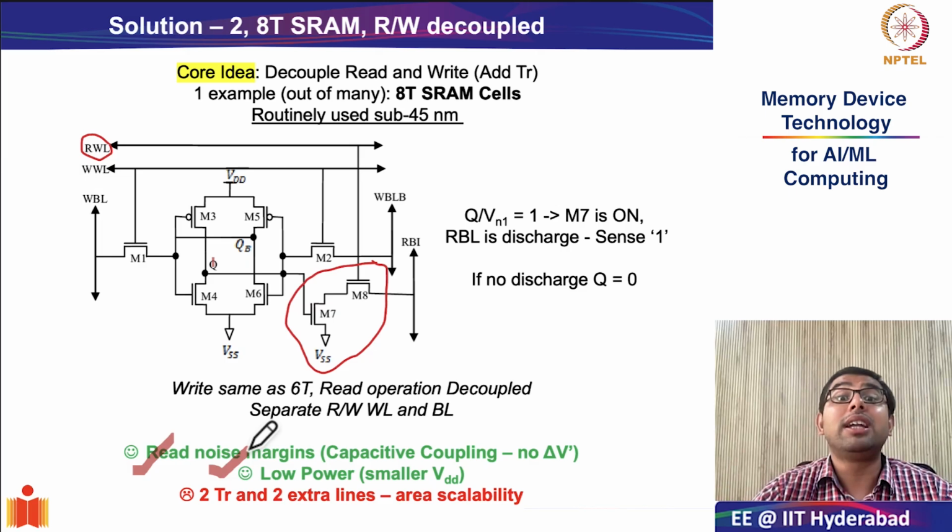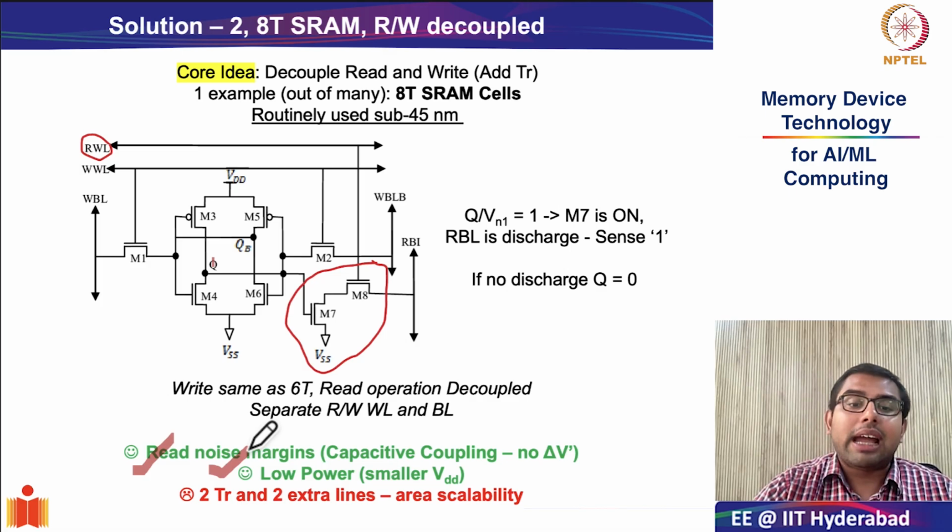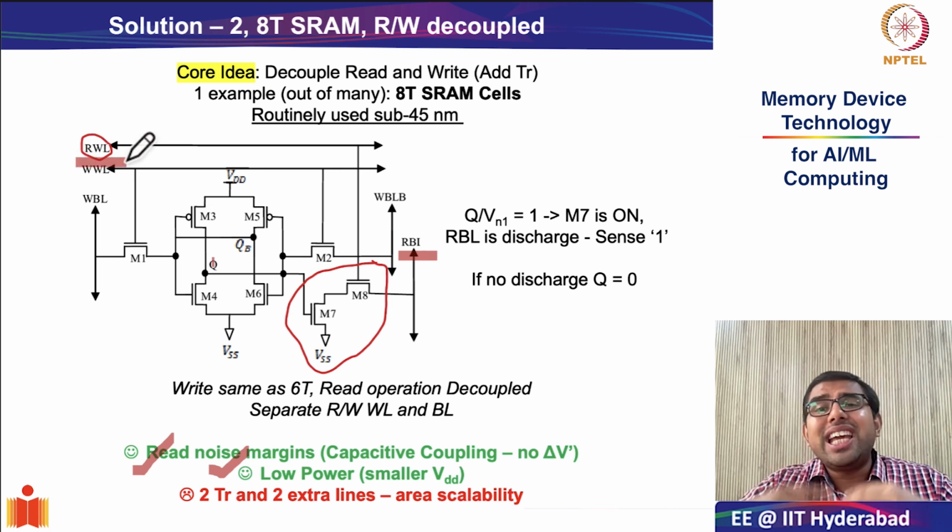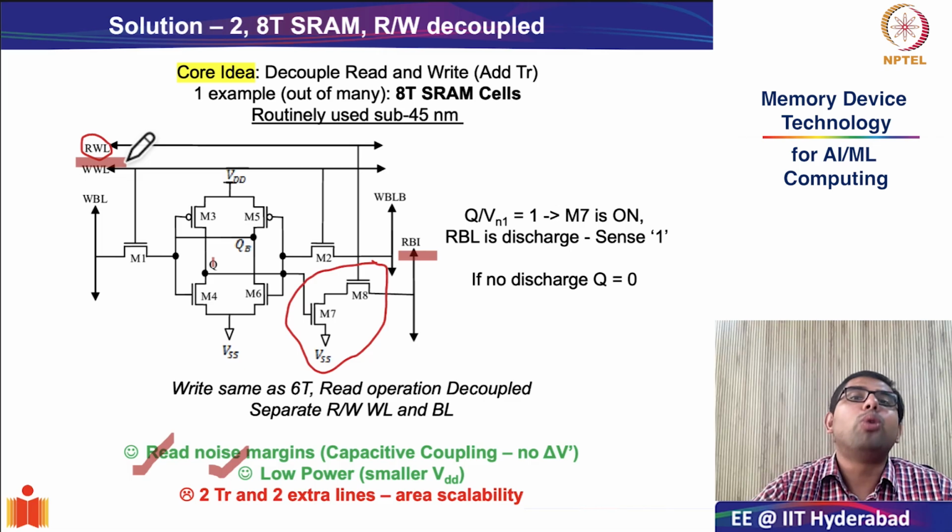However, the disadvantage, of course, is that you have added 2 extra transistors and 2 extra lines, the read bit line and the read word line, and therefore the area scalability goes a little bit out of toss, right? But as I discussed, there are no free lunches. In order to improve some metrics, in this case the read noise margin and the power consumption, you have to make certain sacrifices by adding a little bit more footprint area.